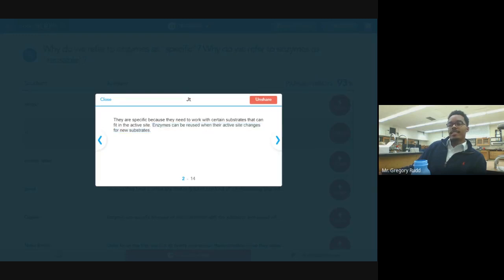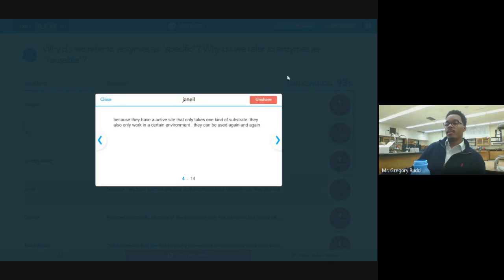Okay, now that second sentence, JT, we want to be careful. We don't want to see any changes in the active site. Let's look at this answer from Abigail. They're reusable because the active site stays the same after it breaks down substrates. That's what we want to focus on. The enzyme is unchanged. Its active site does not get changed when it goes through a reaction. And as Janelle says, that means that they can be used again and again.